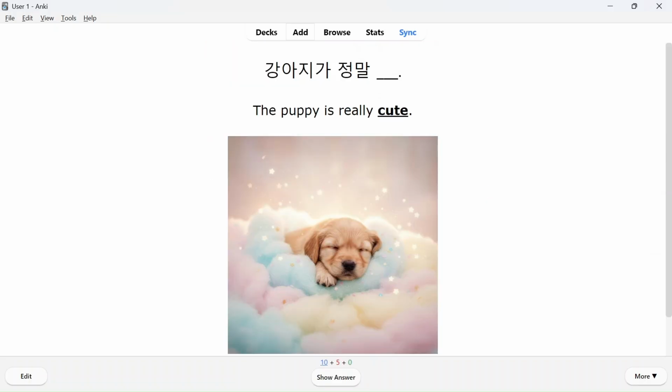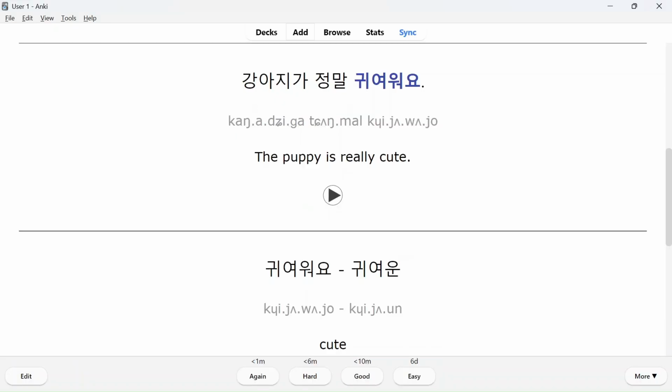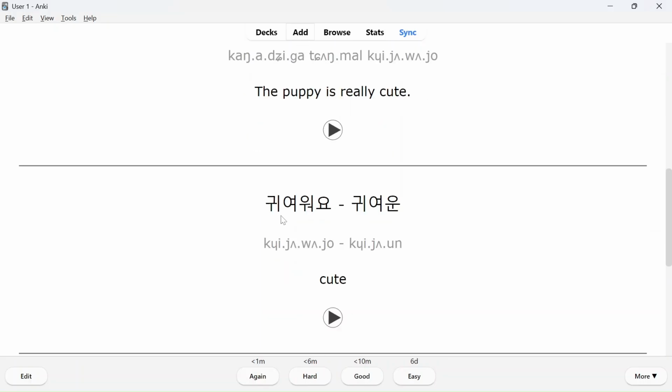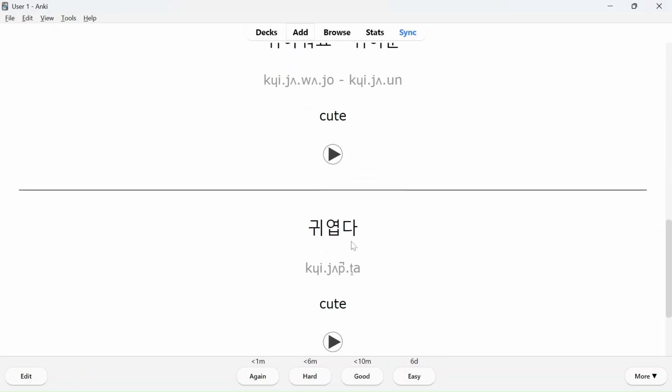Let's do another one. The puppy is really cute. And in this case, it really is cute. How do you say cute? 강아지가 정말 귀여워요. 귀여워요. 귀여운, 귀엽다.